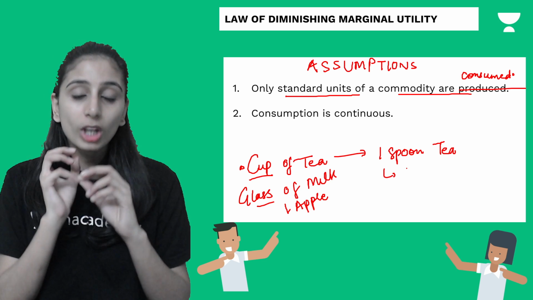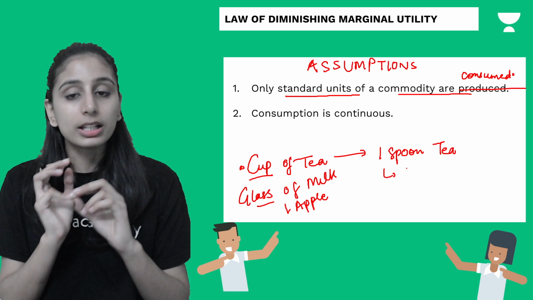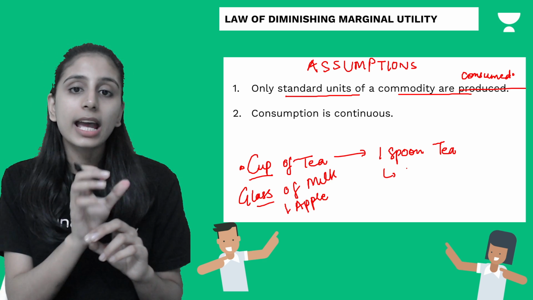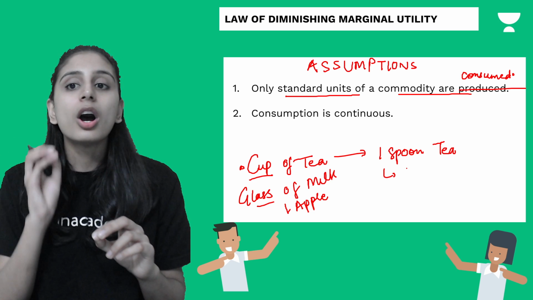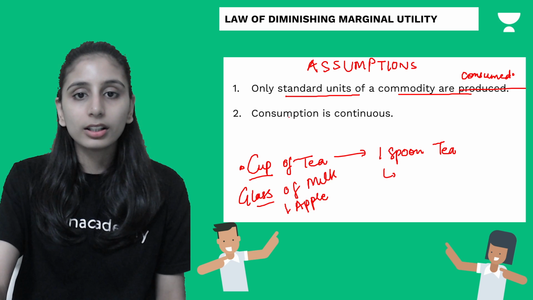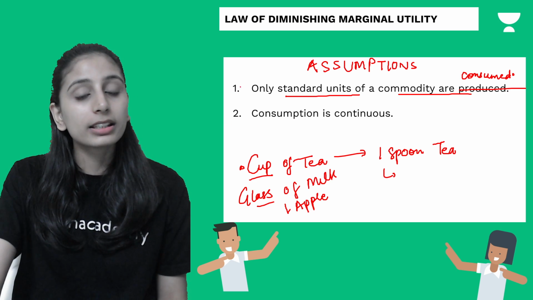No, you have to consume the entire commodity or the standard unit of entire standard unit of that commodity. Only after consuming that, law of DMU would apply. ठीक है. Now the second assumption, I think the first assumption is clear.